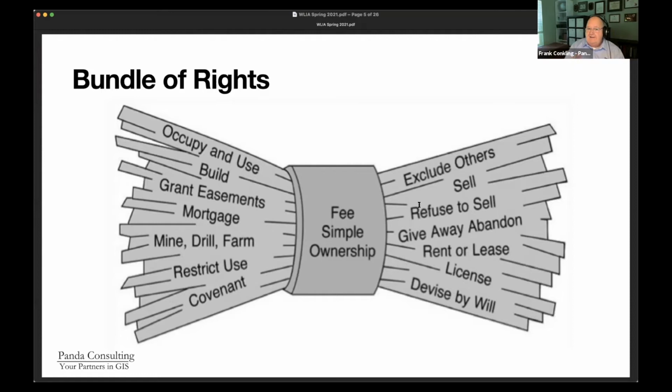So again, it's not that we actually own the dirt as much as we own the rights to use that dirt.